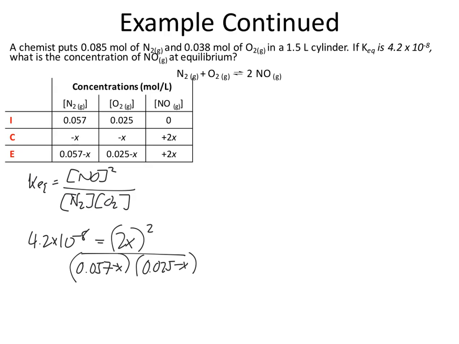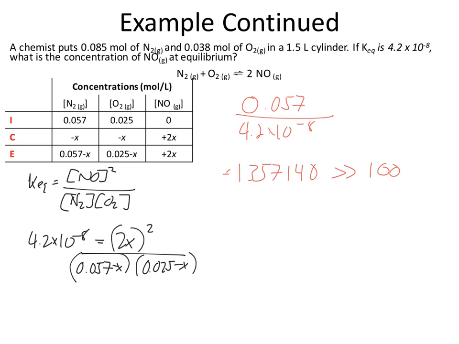Okay, so if we're going to make an assumption, this is the time to do it. We need to look at this K equilibrium value. We can choose either of these concentrations. I'm just going to choose this one over here, and we're going to do our rule of 100. So what that means is, again, we're going to take our concentration, and our concentration is going to be 0.057 divided by our K value, 4.2 times 10 to the negative 8. And what we get for this is 1357140. Now this number is very, very much larger than 100, so we can make this simplifying assumption.